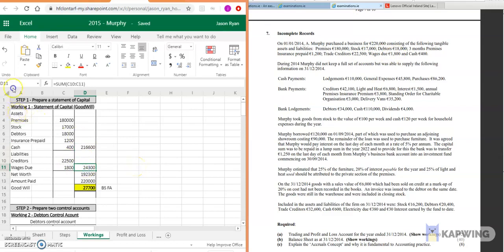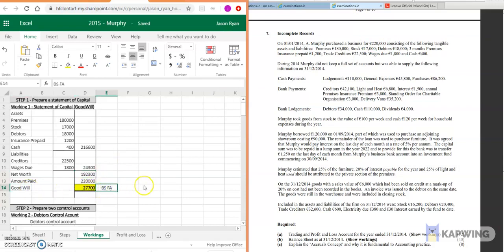So we've got our assets total, which is 216,600. We've got our liabilities total, which is 24,300. So you take your liabilities away from your assets and you get your net worth then of 192,300. You'll see in the question that we paid 220,000 for it. So the difference is 27,700, and that's your goodwill.